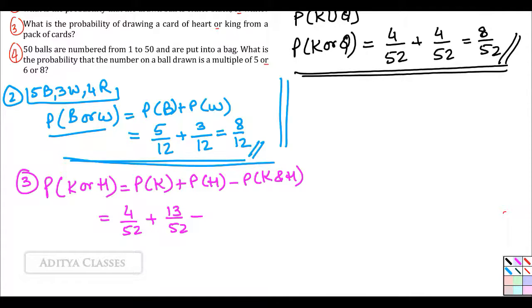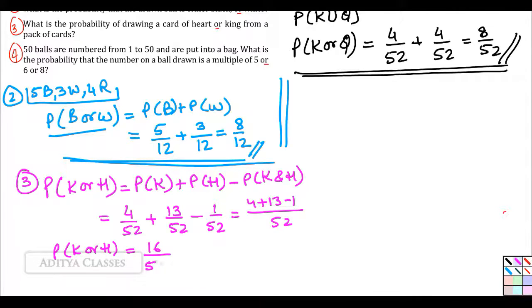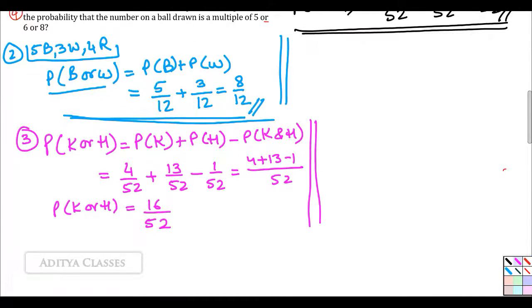And what is the probability of a king and a heart? There is only one such card which is king also and heart also. So that will be 1 by 52. 52 becomes your LCM. You get 4 plus 13 minus 1. So probability of king or heart becomes 17 minus 1, 16 upon 52. This was our third question. It was a case of non-mutually exclusive outcomes.